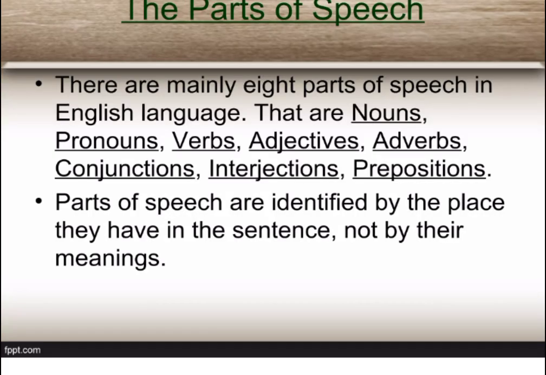The parts of speech. The parts of speech are very important in English grammar. There are mainly eight parts of speech in the English language: nouns, pronouns, verbs, adjectives, adverbs, conjunctions, interjections, and prepositions. Parts of speech are identified by the place they have in the sentence, not by their meanings.